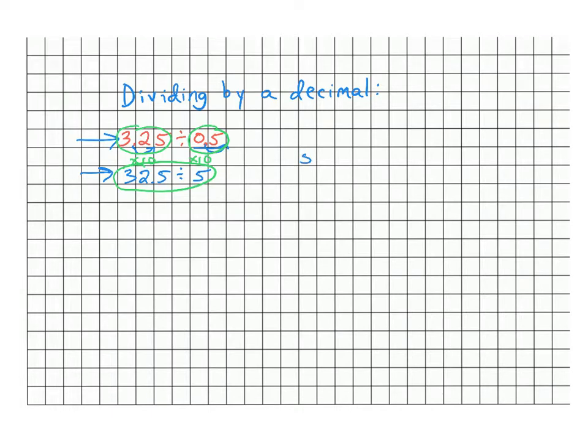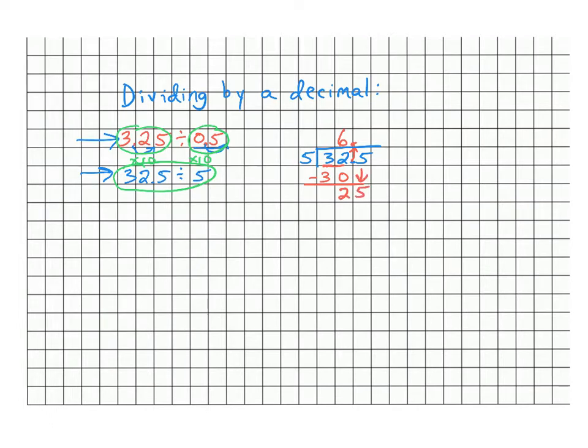So now I have 5 on the outside and 32.5 on the inside. And just like before, I'm going to take my decimal point and move it straight up, and now I'm just going to do division. How many sets of 5 are there in 3? I can't do that. How many sets of 5 are there in 32? There's 6. 5 times 6 is 30. I'm going to subtract. I'm going to get a 2. I'm going to bring down my 5.